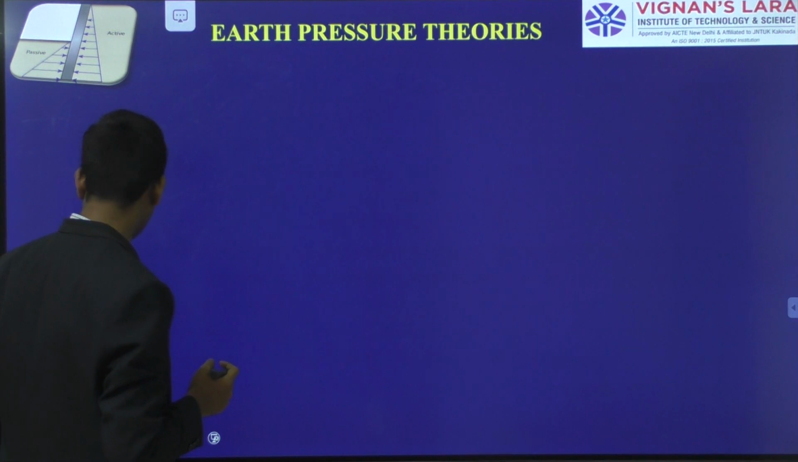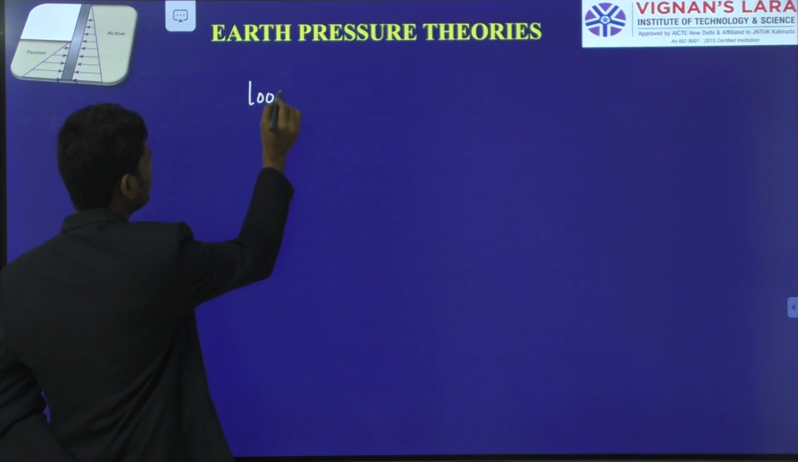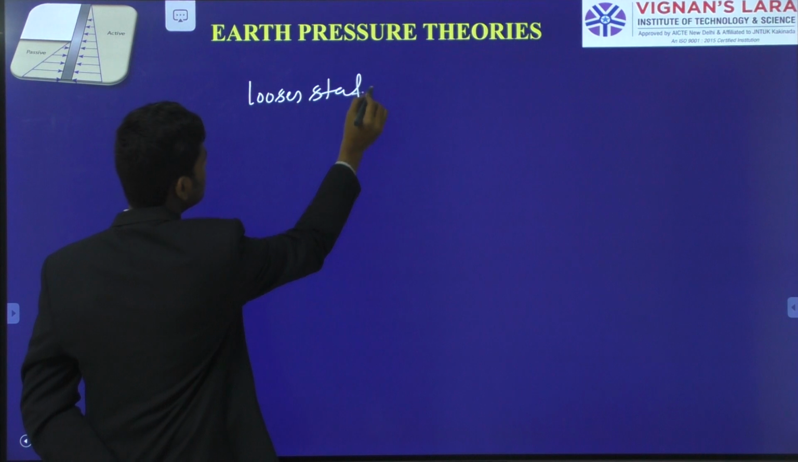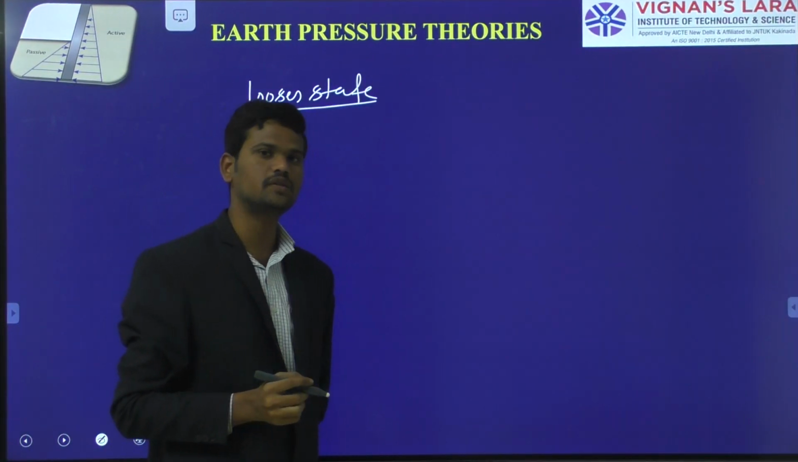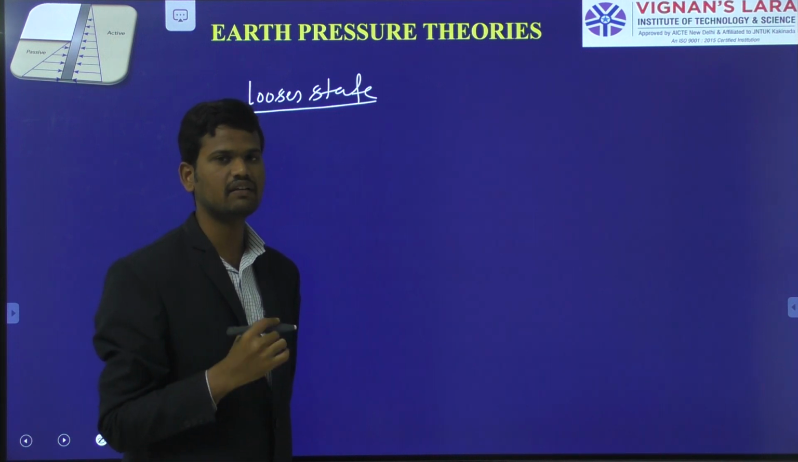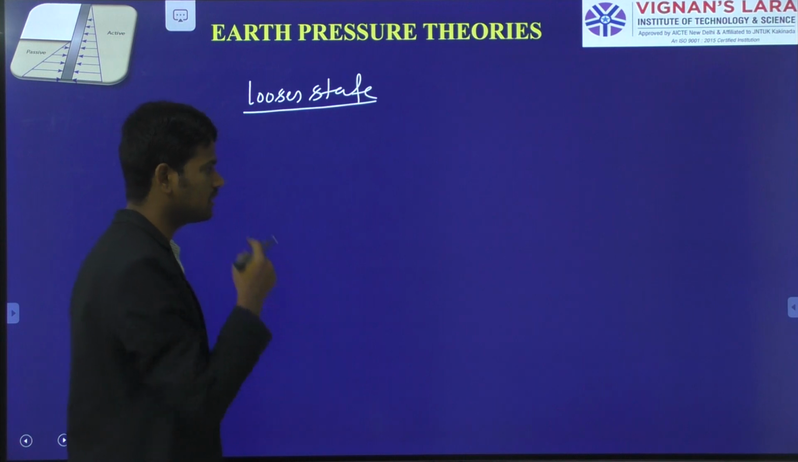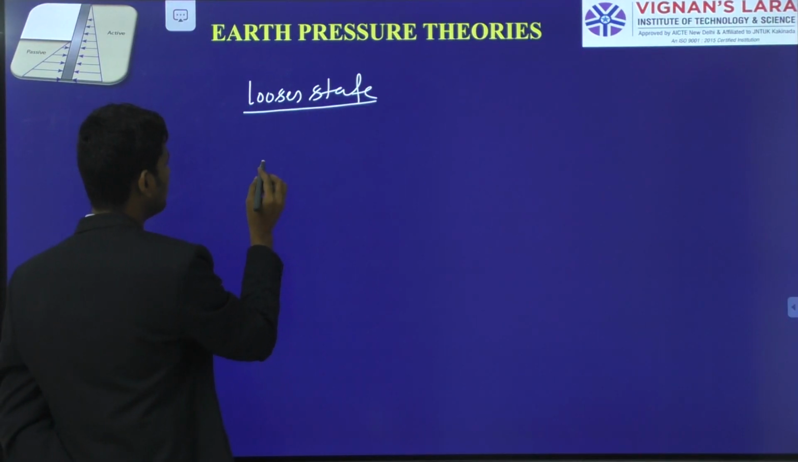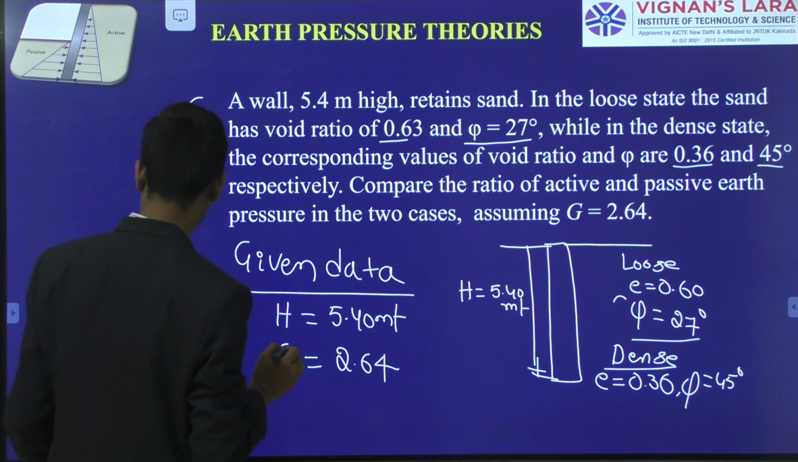Next I am writing the first condition as the loose state. First I will calculate the active earth pressure and passive earth pressure for the loose state. Second I will calculate the active earth pressure and passive earth pressure for the dense state. Later we will take the ratio. For the loose state they are giving the void ratio e as 0.60.